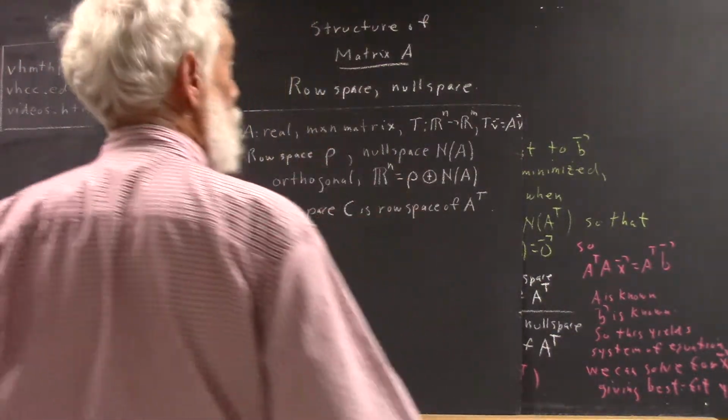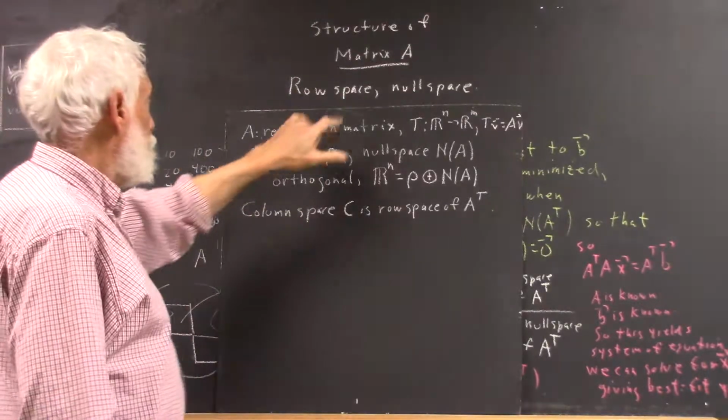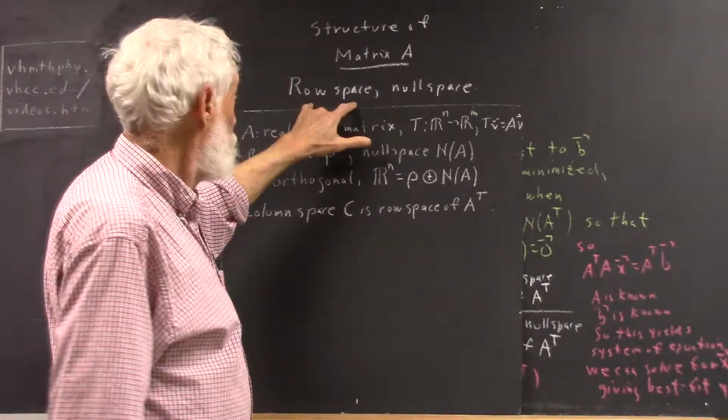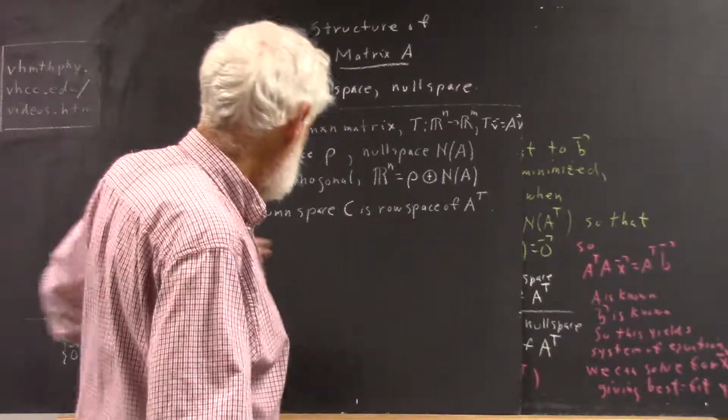We want to look at an aspect of the structure of matrix A. Now we assume at this point that we know what the row space and null space of a matrix are and how to find them. Fairly straightforward.